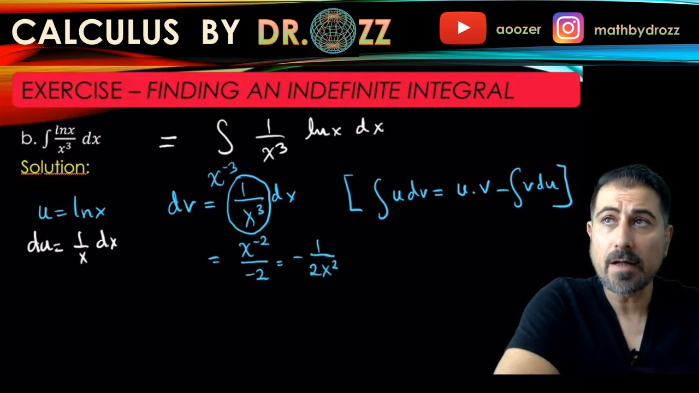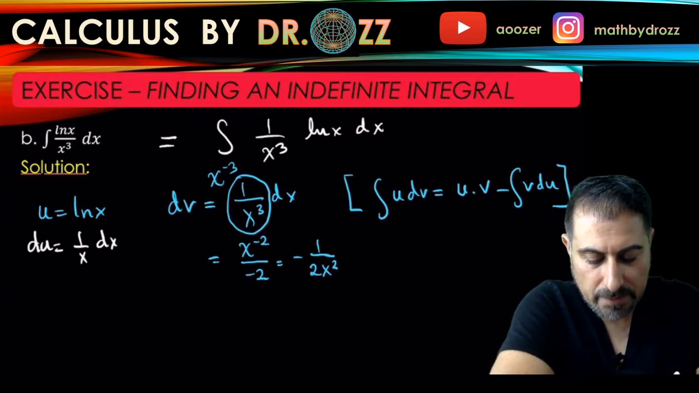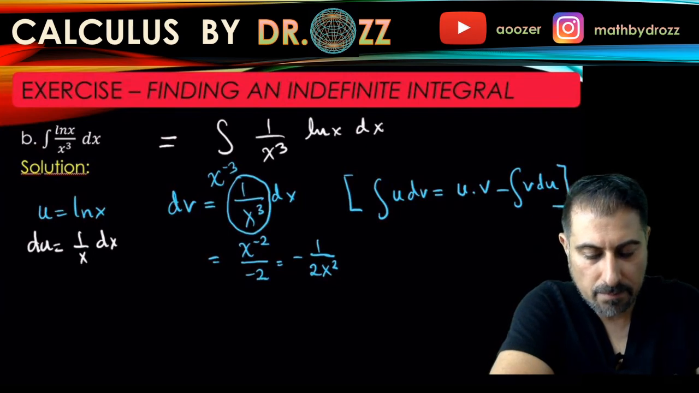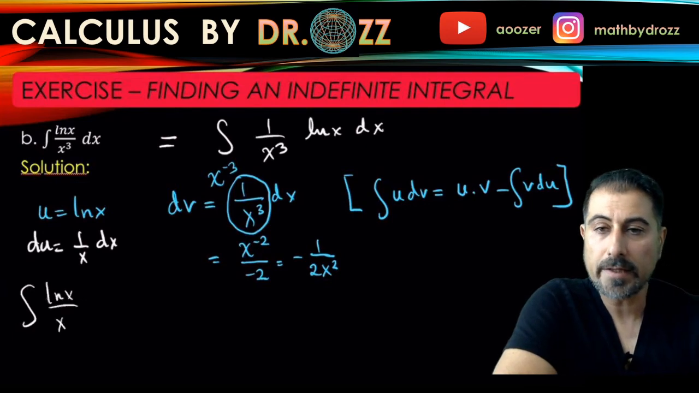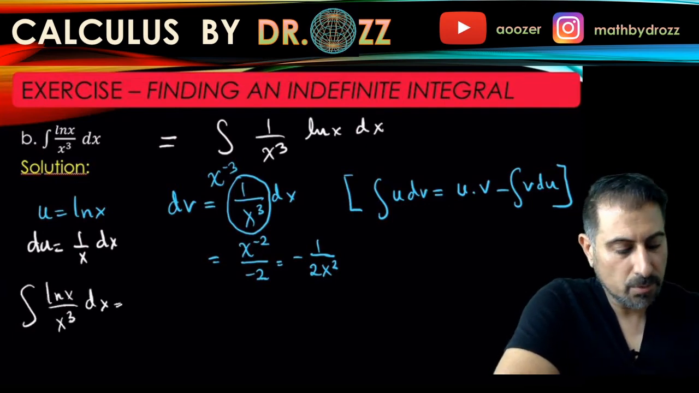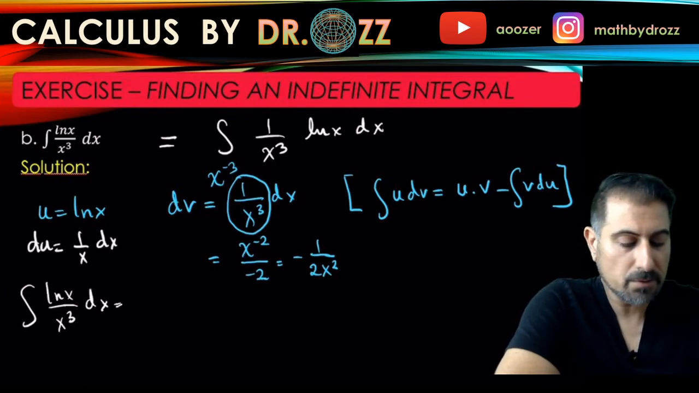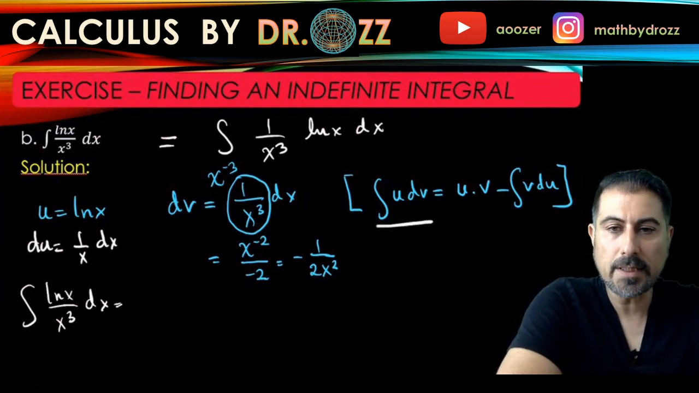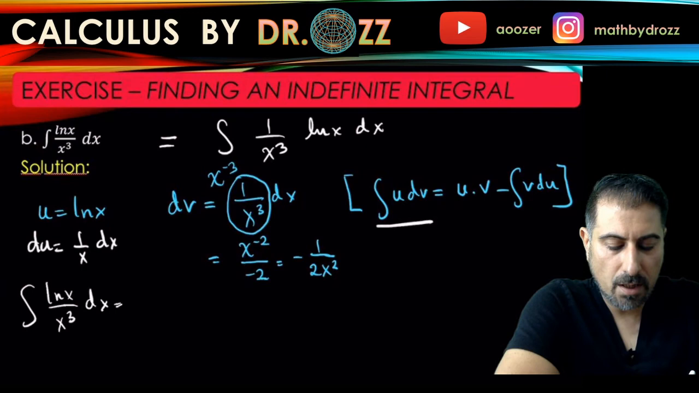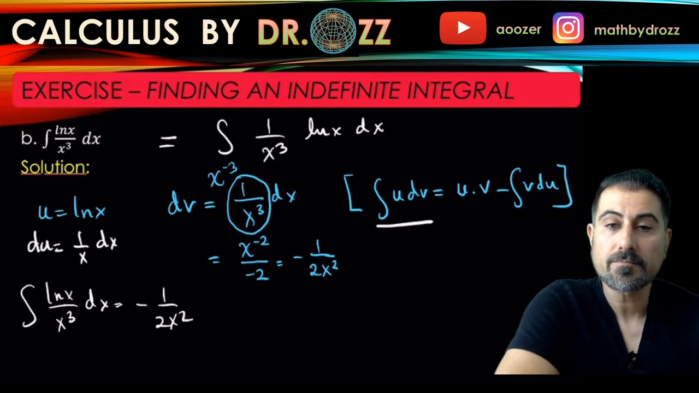And then I'm going to use the integration by parts formula. So let me just rewrite this with a different color here. ln x over x cubed dx. This part is, by the way, the integral of u dv in the integration by parts formula. So I'm going to write u times v. So u equals ln x, v equals negative 1 over 2x squared. So there you go.